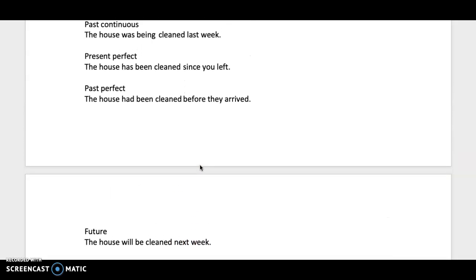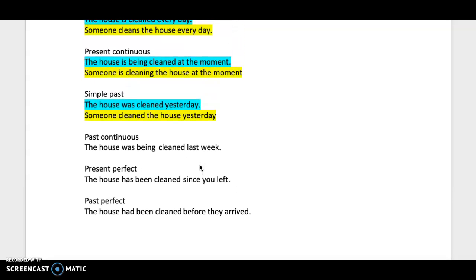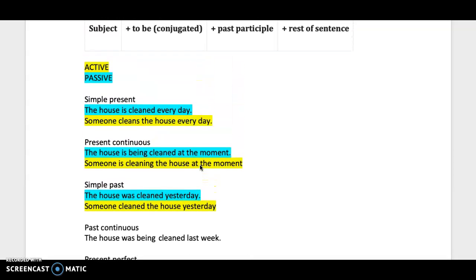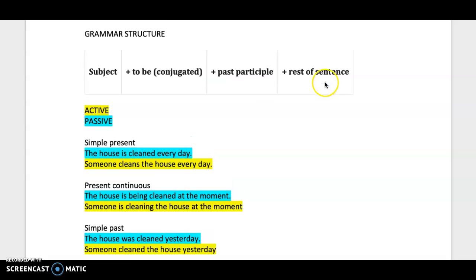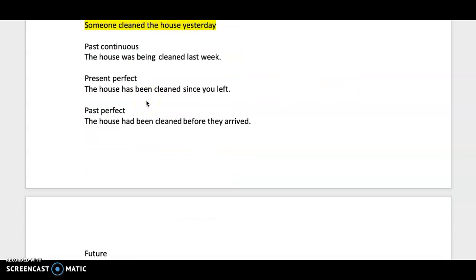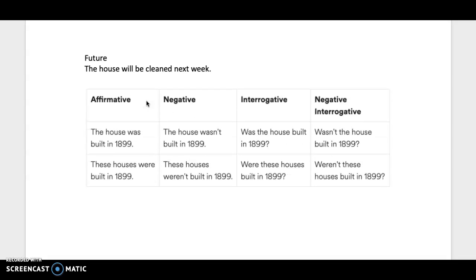Okay? You can put into practice the deduction learning strategy in order to analyze how we can follow and how we can create a passive voice sentence using this structure. Okay, remember the grammar structure. Now here we continue. Here we have another example with different tenses: affirmative, negative, interrogative.